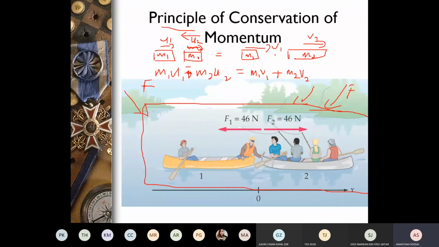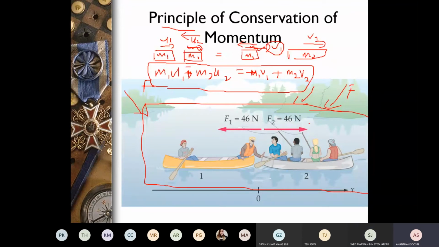If V1 is also to the left, then M1 V1 is going to be negative. Anything moving to the left, that momentum is negative. But now the question is, how did they get this momentum formula? By Newton's third law, the 46 I showed you in the diagram.